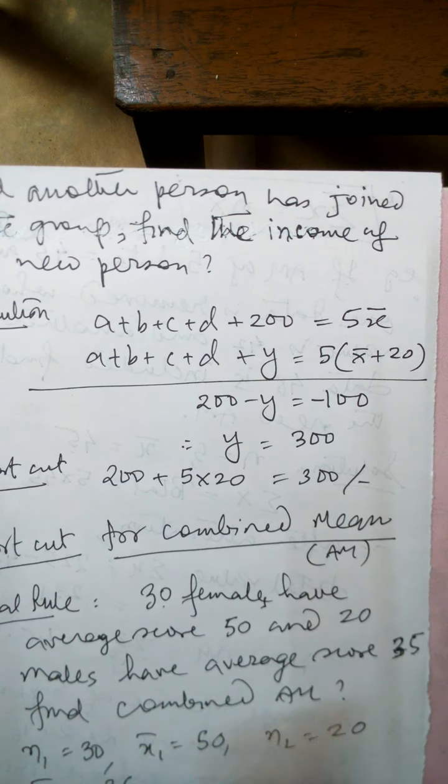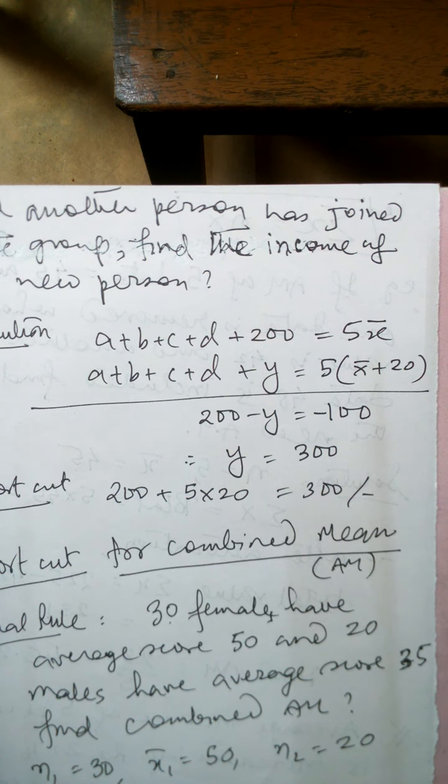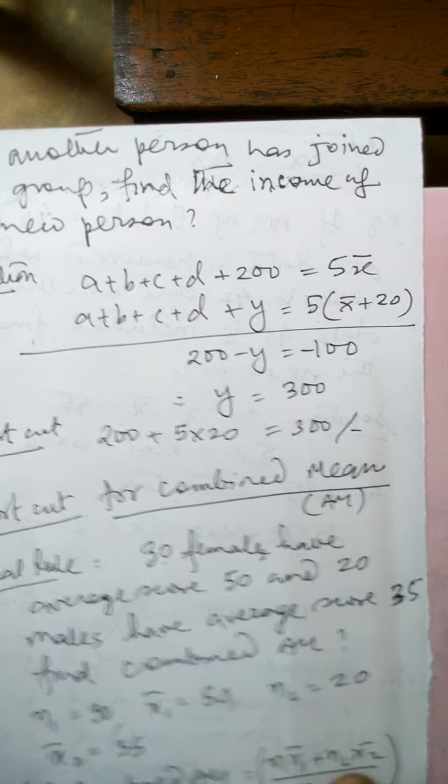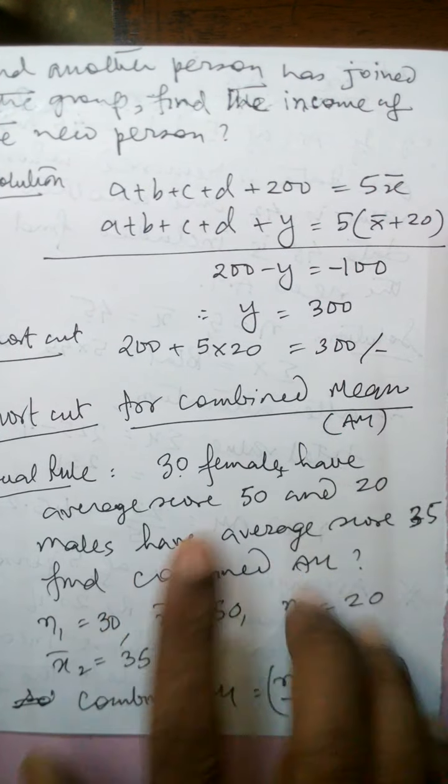So if you understood this concept, then the shortcut is very simple. That is the idea. Now one more very good idea we'll discuss: combined mean. Combined mean के बारे में I would like to share one thought. Very important, good idea. पहले combined mean, arithmetic mean. General rule क्या है? Shortcut तो I'll show.